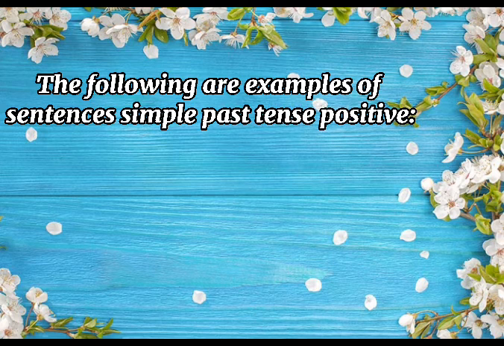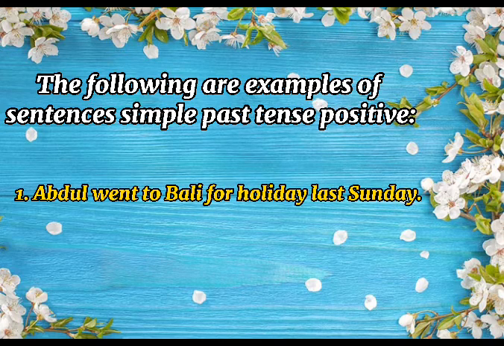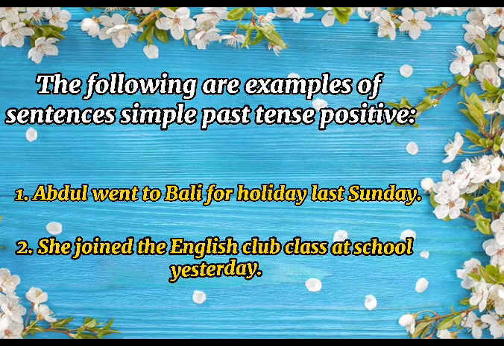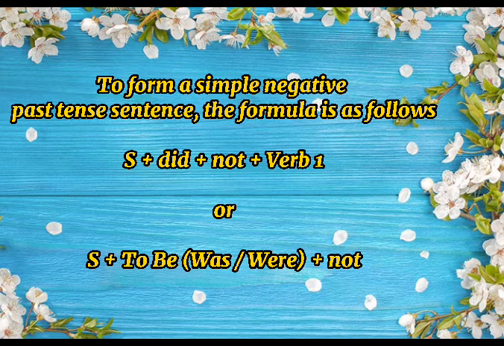The following are examples of simple past tense positive sentences. Abdul went to Bali for holiday last Sunday. She joined the English club class at school yesterday. To form a simple past tense negative sentence, the formula is as follows: subject plus did plus not plus verb 1, or subject plus to be, was or were, plus not.